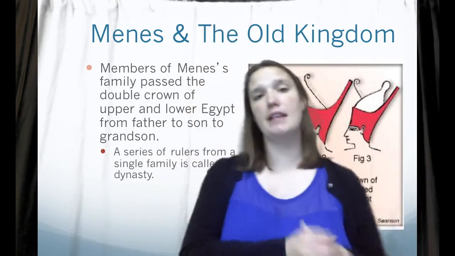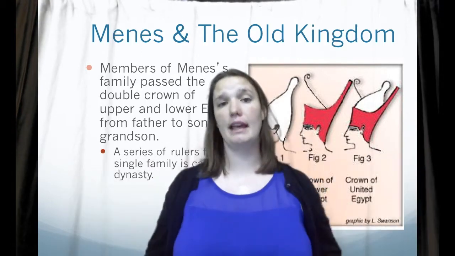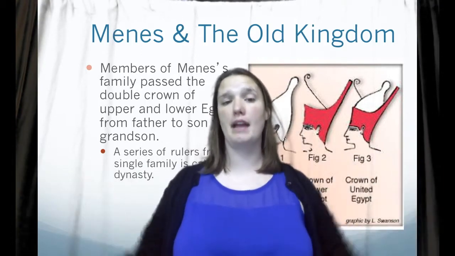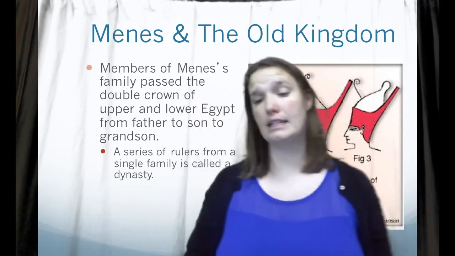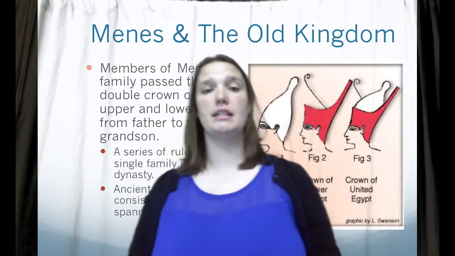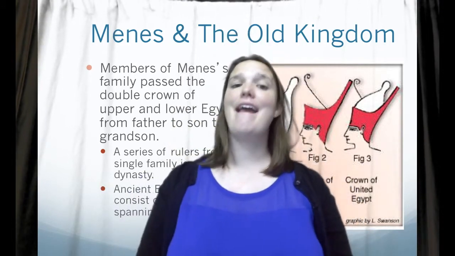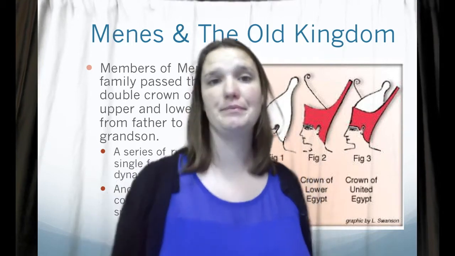And Menes and his family rule for a length of time. And that is referred to as a dynasty. So when one family rules, that is a dynasty. And ancient Egypt actually consists of about 31 dynasties that are going to span about 2,800 years.